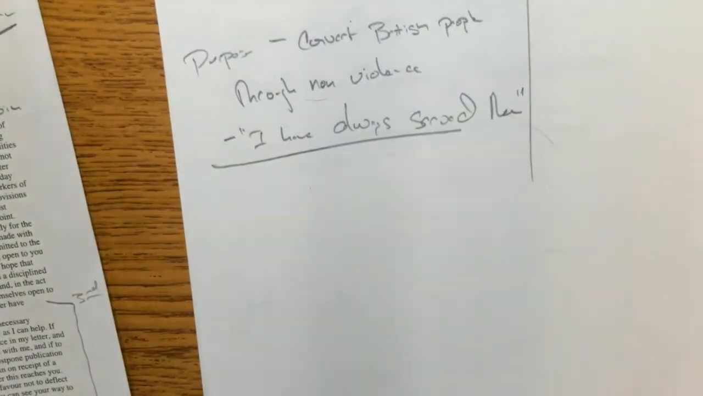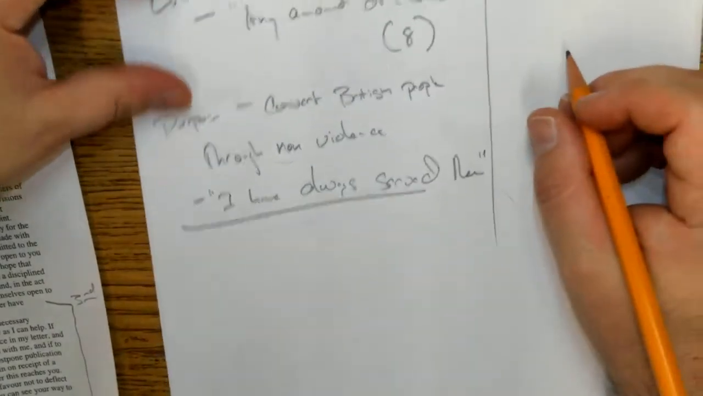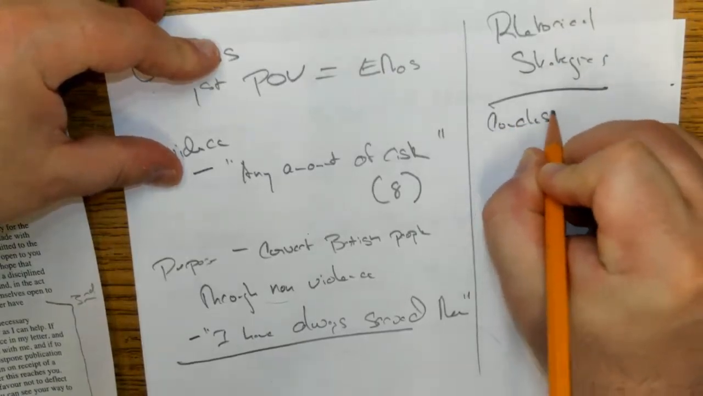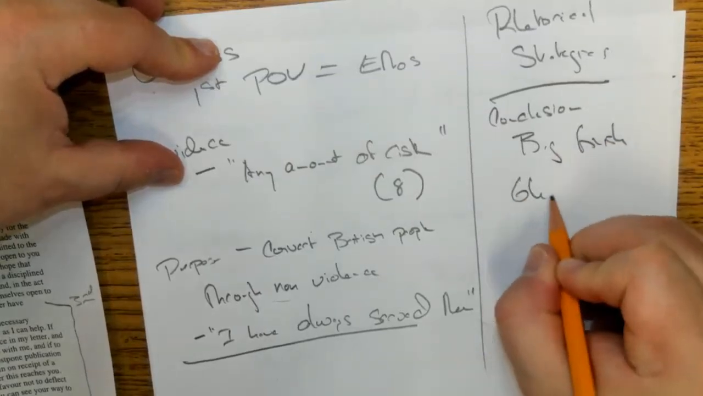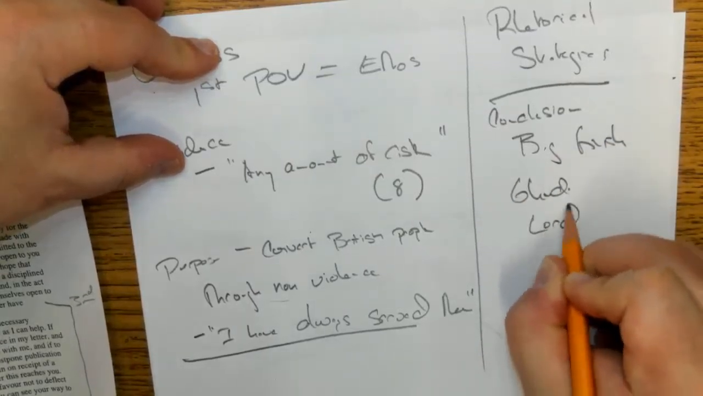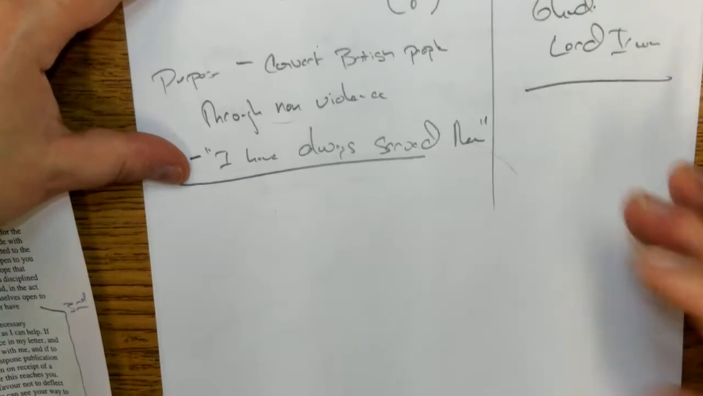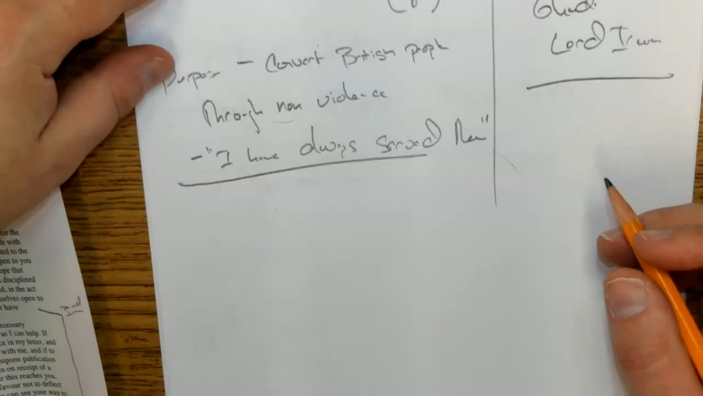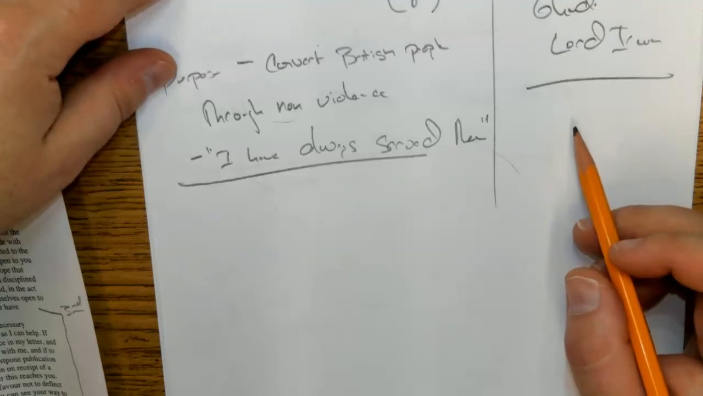So when we look at what happens in the first part, what can we remember here? Number one, when we look at rhetorical strategies, this is the conclusion. This is a big finish to a letter that Gandhi's writing to Lord Irwin. That way we're on the same page here. Now, here's what's going to happen. We're going to do this first one on ethos.